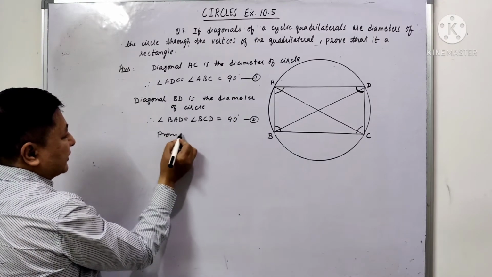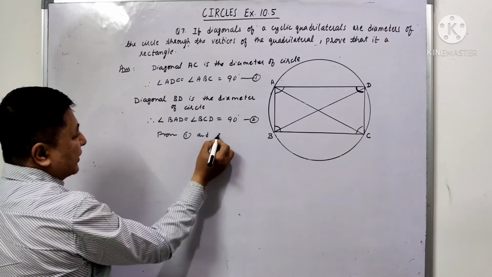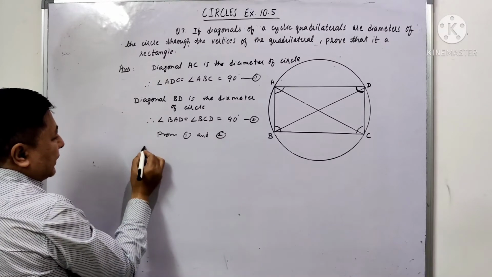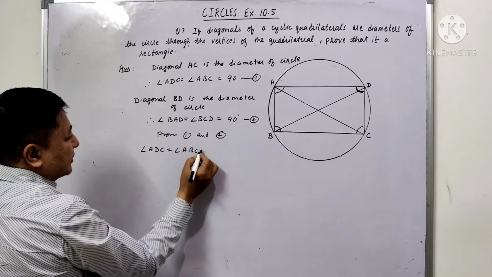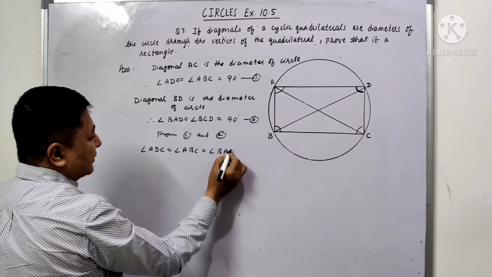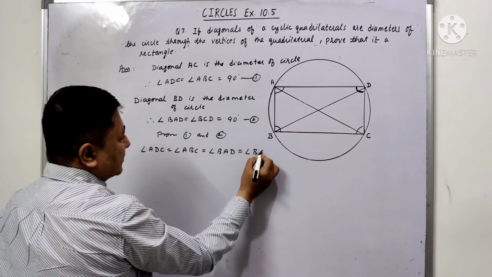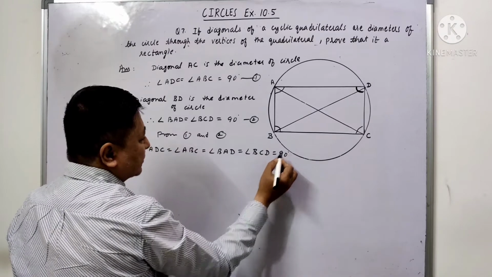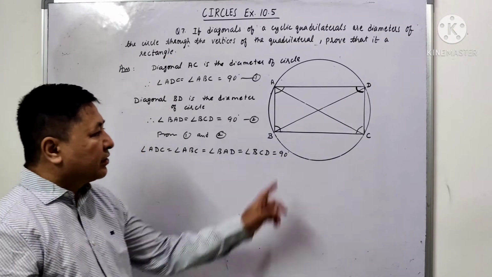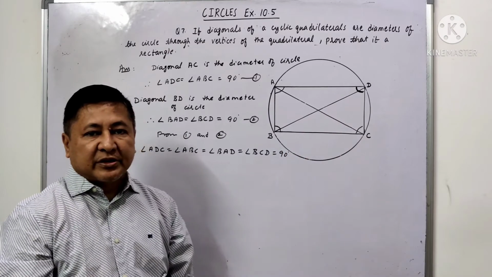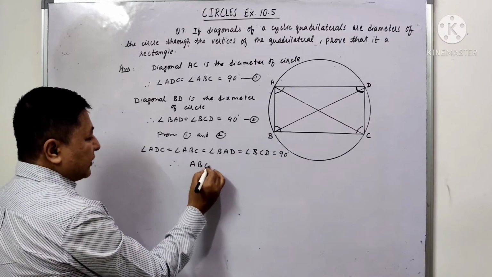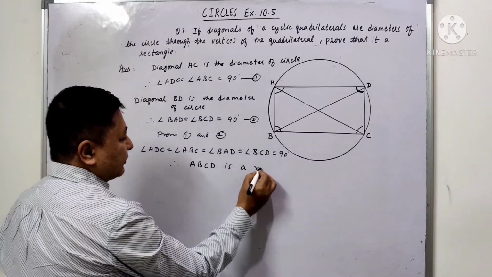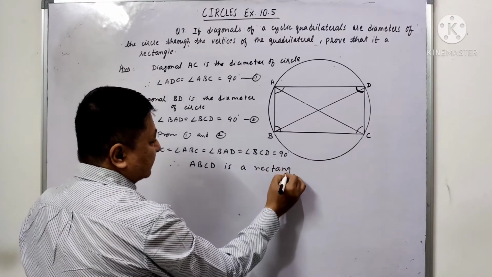Now from the first and second equations, angle ADC is equal to angle ABC is equal to angle BAD is equal to angle BCD, and that is equal to 90 degrees. Since each angle of the quadrilateral is 90 degrees, therefore it is a rectangle. So we can say that ABCD is a rectangle.